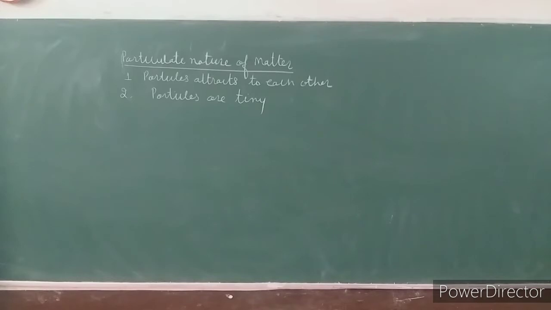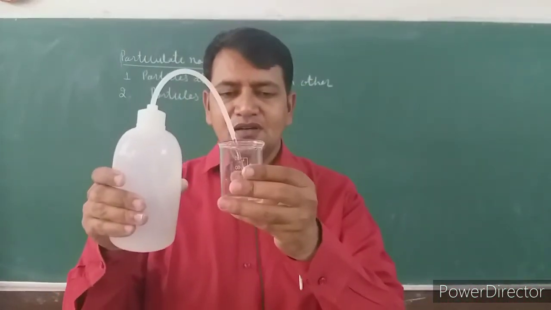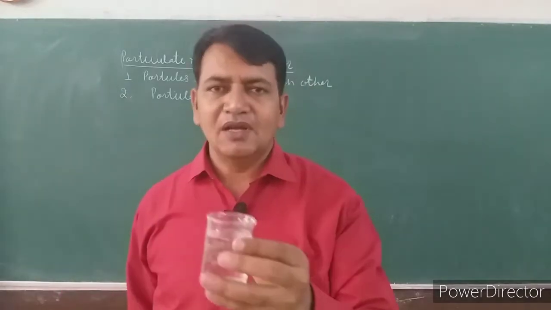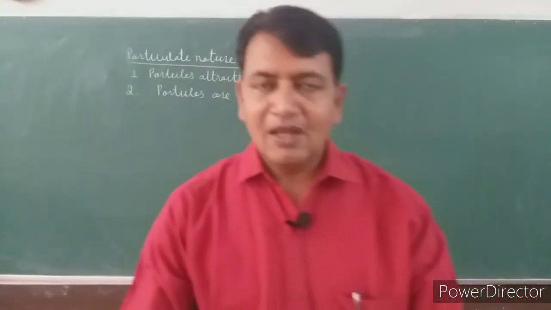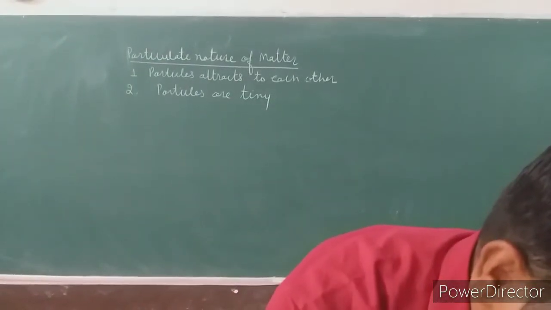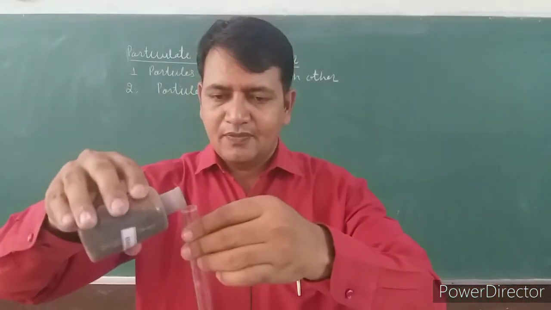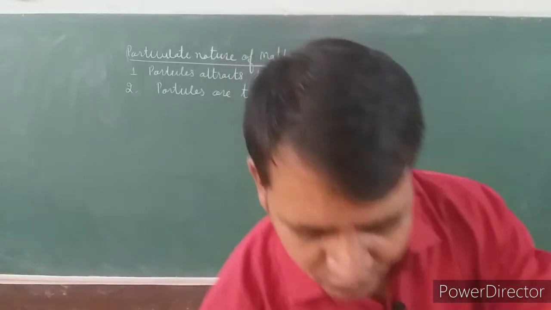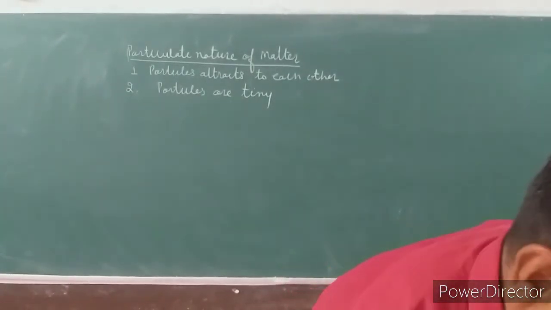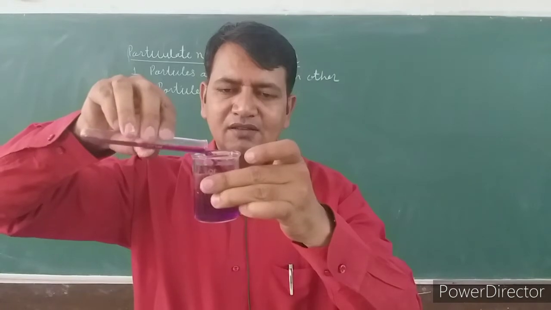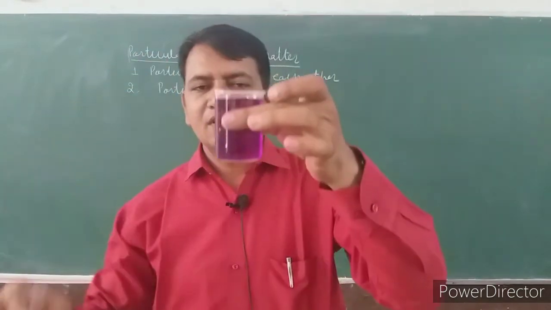In that activity, we use a beaker. This is a 100 ml beaker, and we fill it with approximately 90 ml of water. Then in this beaker, we add 10 ml of camphor solution. This test tube has a capacity of 10 ml. When we add this 10 ml in the 90 ml of water, we observe that the color of the entire water becomes purple.